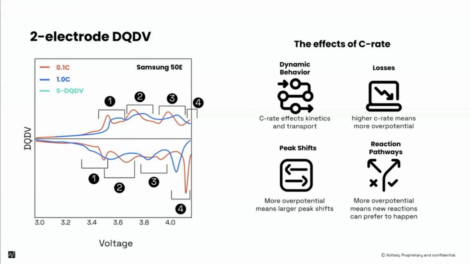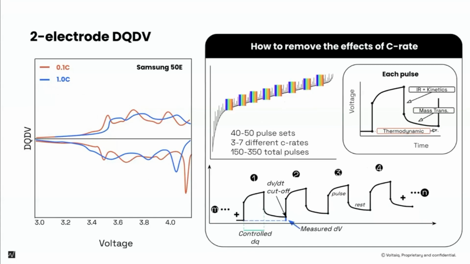And when they shift more and more, it could actually change the reaction pathway. So now maybe instead of something going into just one phase, because it has more energy, it could go into another phase at the same time. So maybe instead of just stage 1 or stage 2 or stage 3 or stage 4, now you're putting it into two different phases at the same time. And so there's going to be a blurring and mixing of reactions as you go to higher C rates.